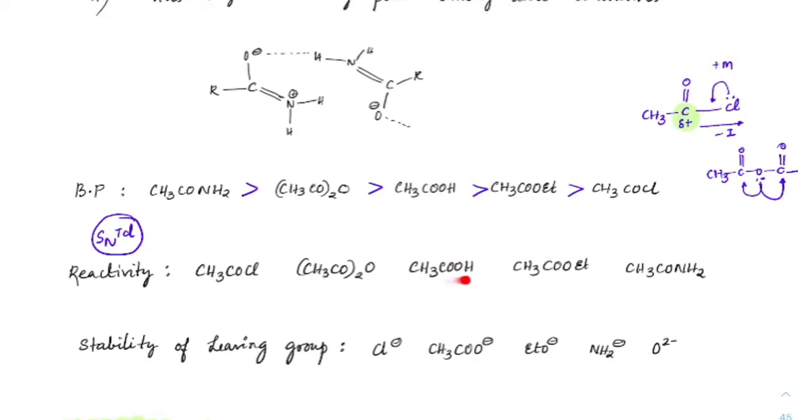Then acids, like water is attacking or ROH is attacking, esterification is happening. Then esters are quite stable. Amides are very stable, so they do not usually go for any nucleophilic substitution addition that easily. So if you see, reactivity would be this way. This has been asked in JEE Mains a lot of times, students. So please remember the order properly. SNTD reaction.